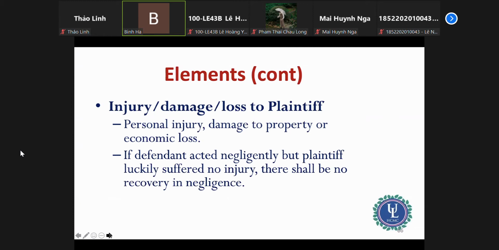And if the defendant acts negligently, but the plaintiff luckily suffers no injury, there should be no recovery in negligence, which means that you can't recover the damage. You can't claim for damages if you suffer no injuries, no damage, no economic loss. So remember, this is about the damages which could be recoverable under the tort of negligence, not only personal injury, but also damage to properties or economic loss.